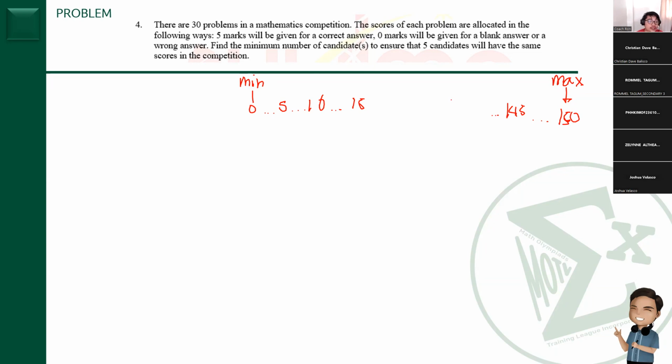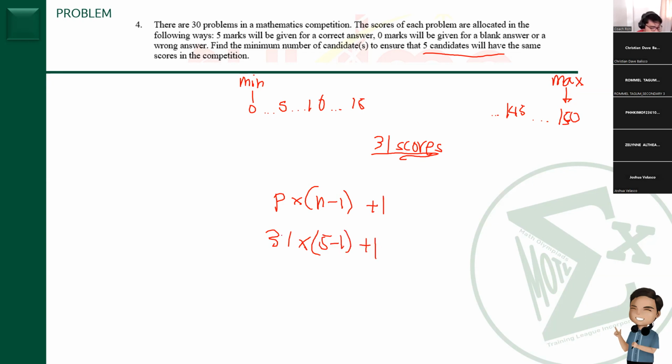So how many scores are there in total? 31. Why 31? You can get 1 correct up to 30 correct, and you can get nothing correct. So that's 31 possible scores. There are 31 options, but we need to ensure that 5 candidates will have the same score. How do we do that? Pigeonhole. The number of possibilities times how many we need minus 1, plus 1. That's 31 times 5 minus 1 plus 1. That's 31 times 4 plus 1. That should give us 125.